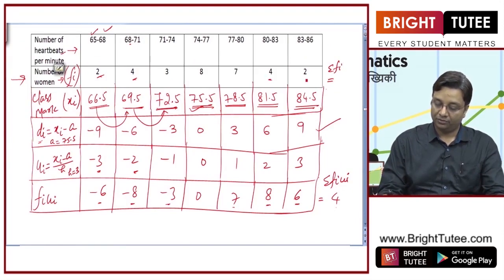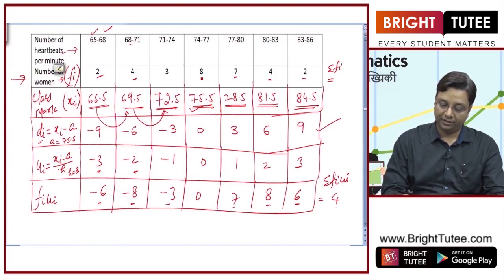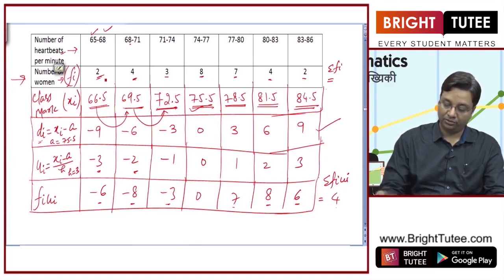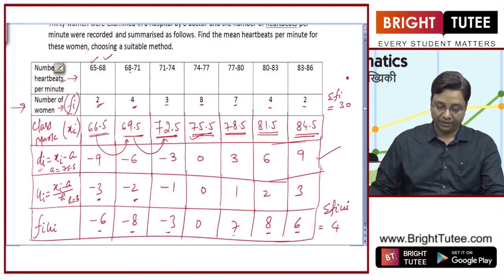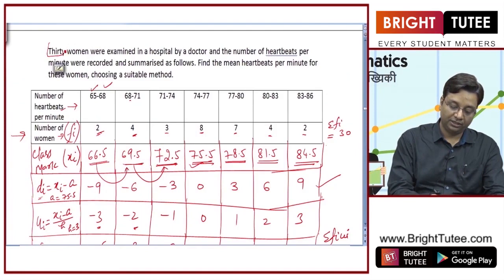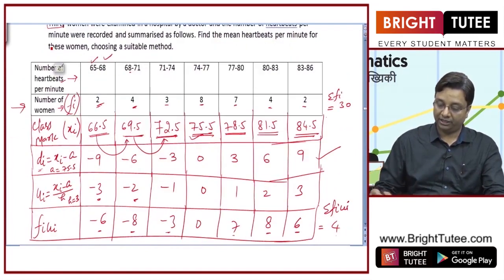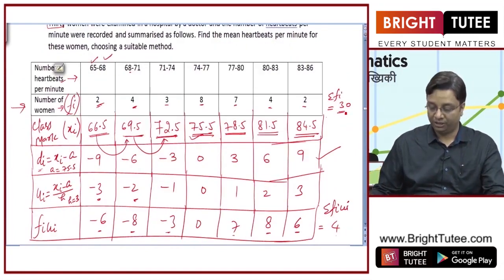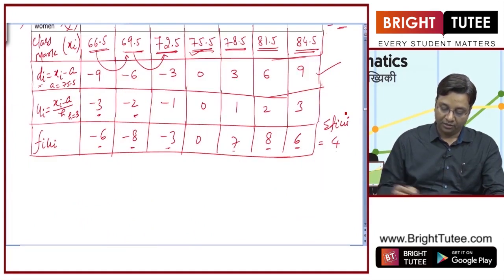It is equal to 4 plus 2, 6, 13, 21, 24, 28 and 2, 30. So this is equal to 30. Otherwise also we knew that these are 30 women, so we directly should know that sigma fi will be equal to 30. Now the formula.